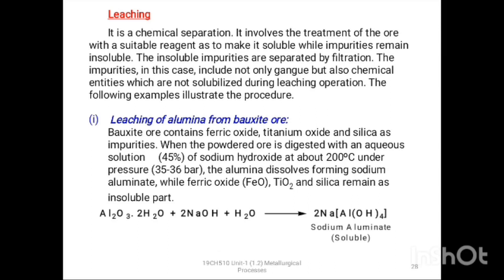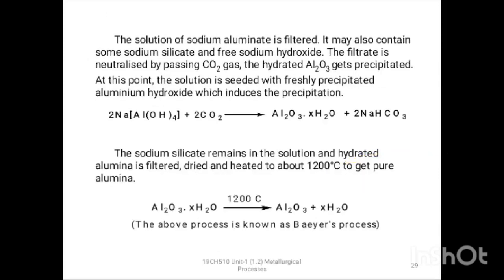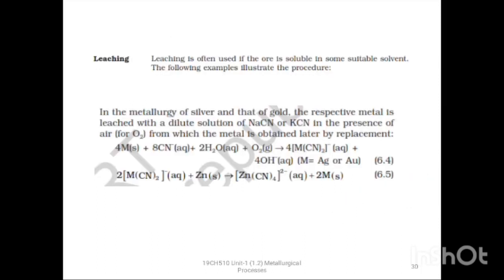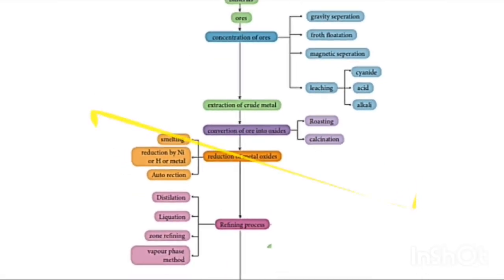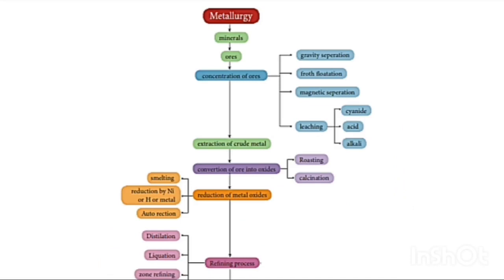The remaining unwanted gangue materials can be removed. The solution of sodium aluminate is filtered, and after removal by filtration we get the alumina alone, and the alumina can be heated to dehydrate it by Bayer's process. This process is called leaching, and these are all the processes involved in metallurgy.